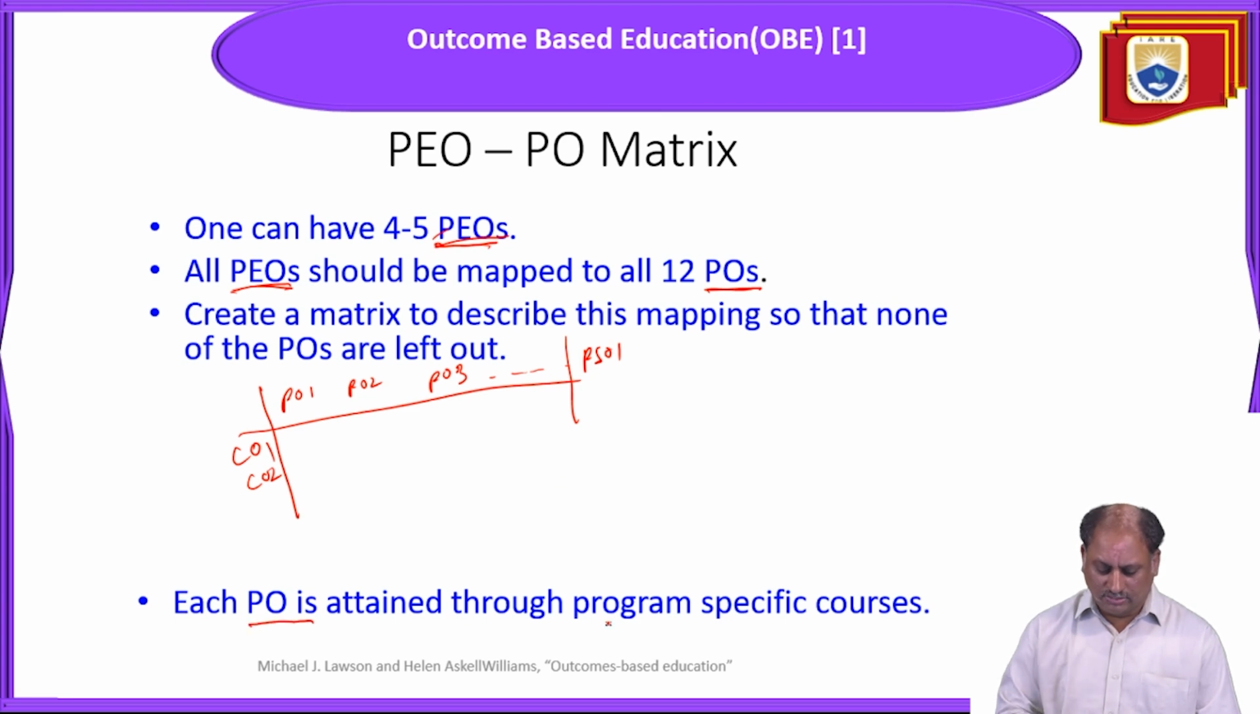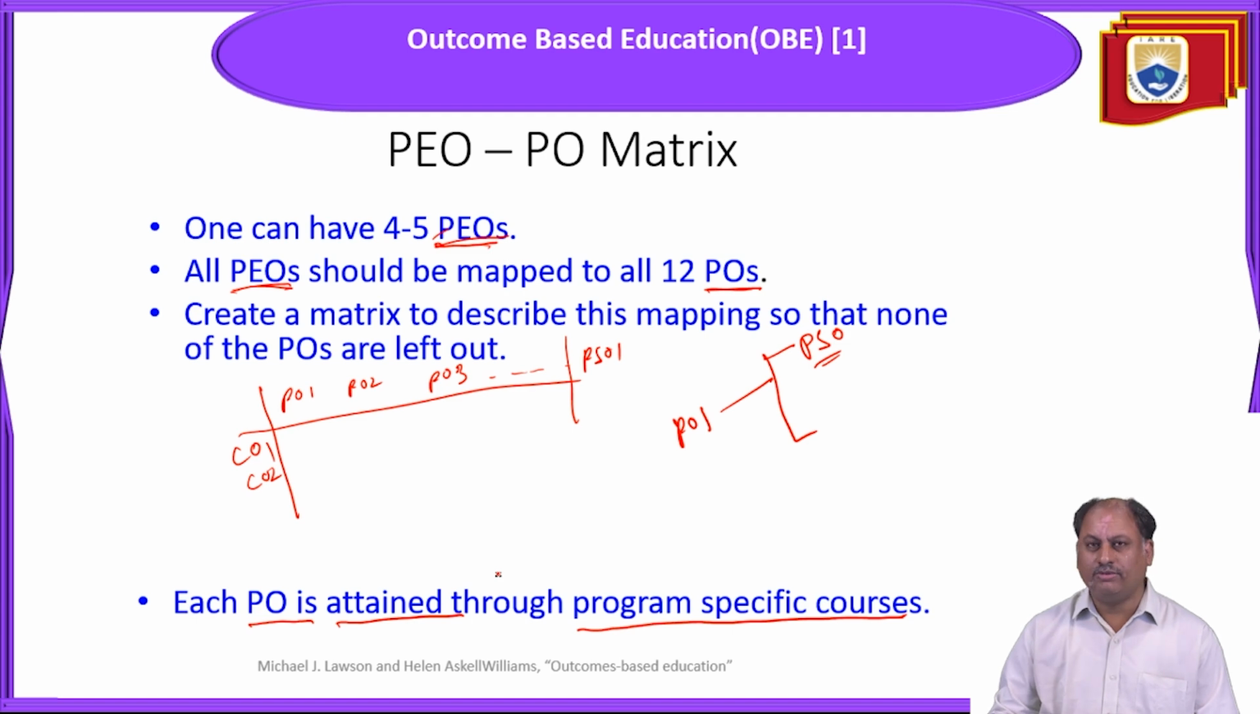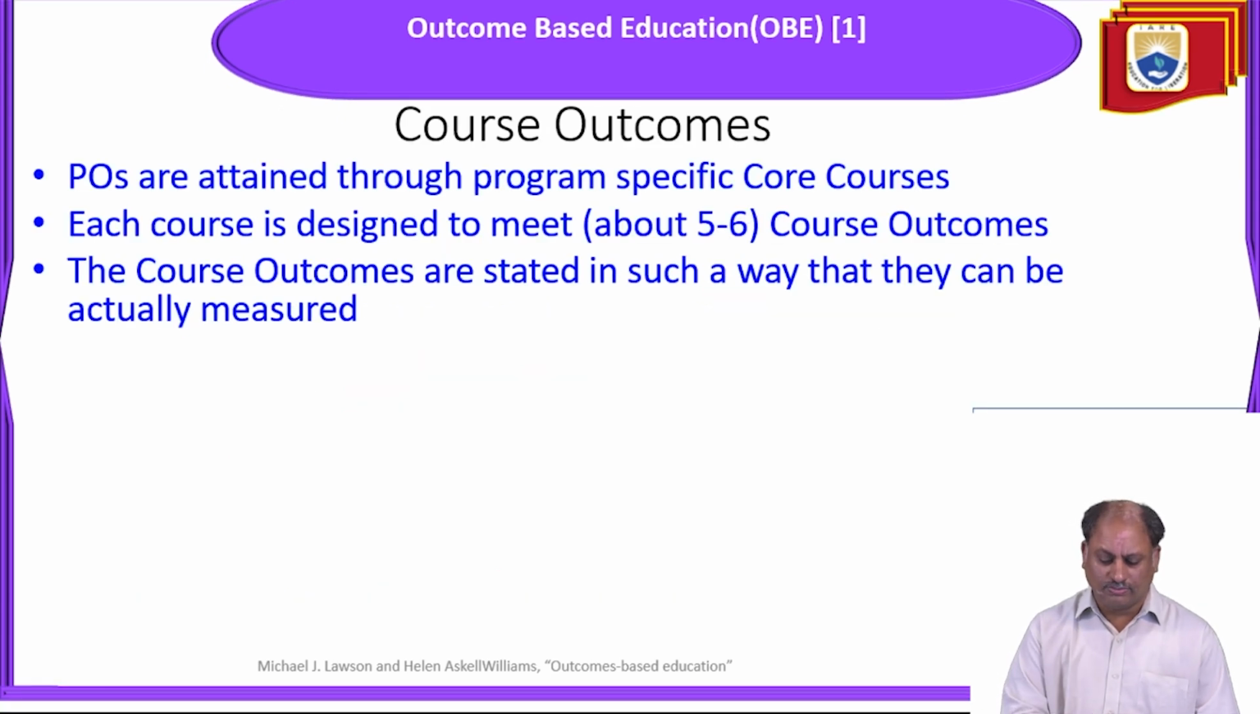Each PO is attained through a particular specific outcome also. So the corresponding PO1 is mapped to the corresponding PEO, program specific outcomes or course outcomes, and whether it is attained through that one or not is to be verified. Here we verify the course outcomes against the POs attained through program specific courses. Generally, a course has 5 to 6 course outcomes.